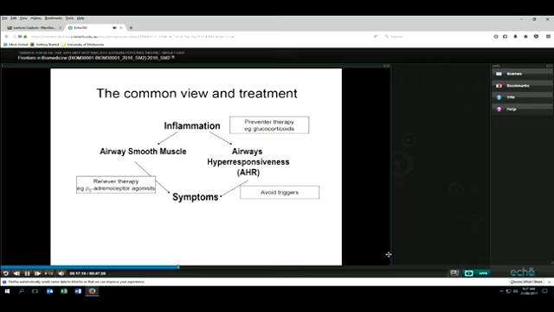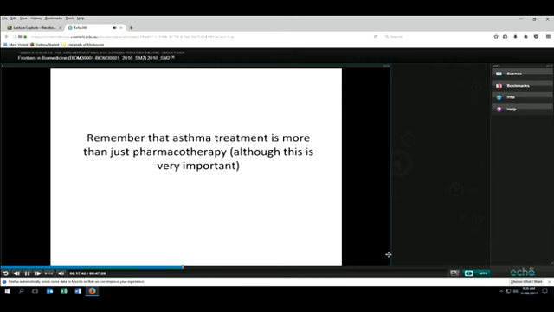Before the advent of glucocorticosteroids in an inhaled form, asthma was a much larger problem in terms of hospital presentations. And in intensive care units, there was frequently at least one person having a life-threatening asthma attack. But thankfully now, thanks to inhaled corticosteroids, most asthma can be well controlled in the community, and deaths from asthma are very rare these days. So asthma treatment is more than pharmacotherapy.